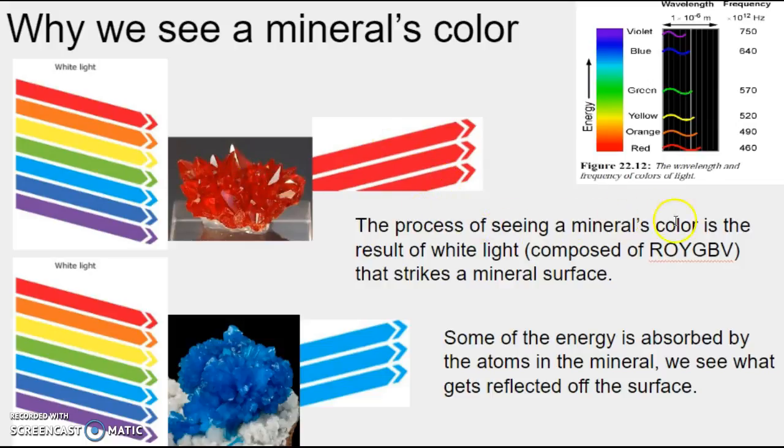So the process of seeing a mineral's color is the result of white light composed of ROY G. BIV that strikes the mineral's surface. Some of the energy is absorbed by the atoms in the mineral. We see what gets reflected off the surface. In this scenario here in picture 2, all the colors here, it's a blue mineral.